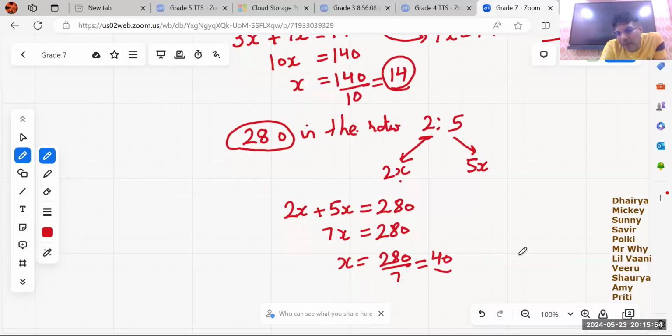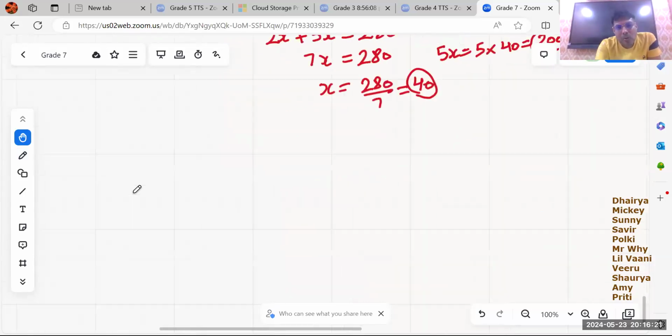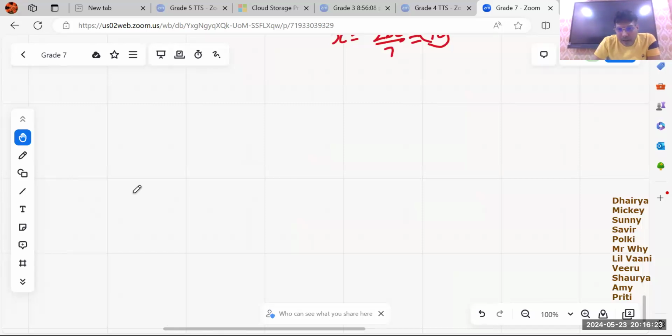So now we have got the value of x. But I have to find 2x. 2x will be 2 into 40, because here no sign means multiplication. So 2 into 40 will give me 80, and 5x will be 5 into 40, which gives me 200. So these are the two. I have distributed 280 in two parts, 80 and 200. This is method 1. Now one question we can do by method 1, then I'll explain method 2 also.